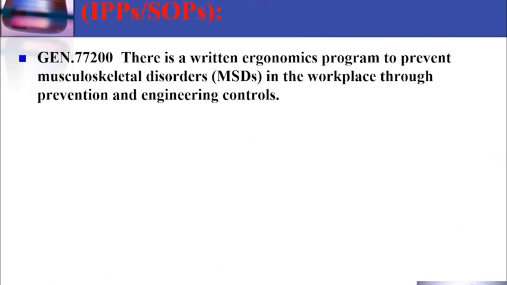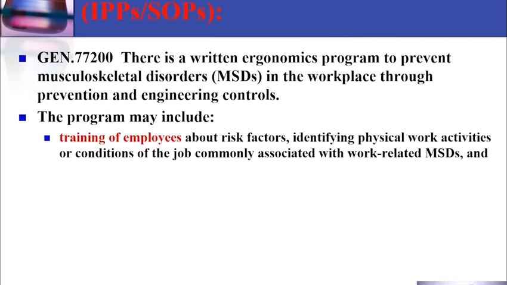Next, we're going to talk about policies and procedures related to ergonomics. In LAB GEN 77200, it says there is a written ergonomic program to prevent MSD in the workplace through prevention and engineering controls. The program may include training of employees about risk factors, identifying physical work activities or conditions of the job commonly associated with work-related MSD, and recommendations for eliminating MSD hazards.